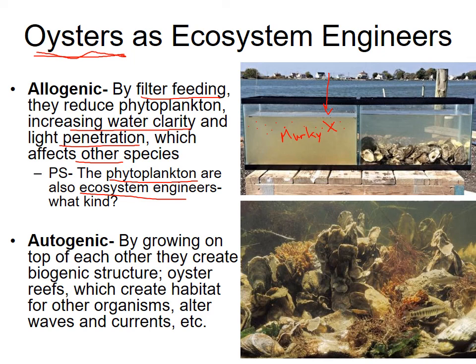Okay, so autogenic ecosystem engineers. Oysters are autogenic ecosystem engineers because they grow one on top of each other and create this structure in the environment that creates habitat for other organisms, and also that kind of changes the way the currents flow through the water and creates just a lot of changes in the environment that you wouldn't have if there were no oysters there.